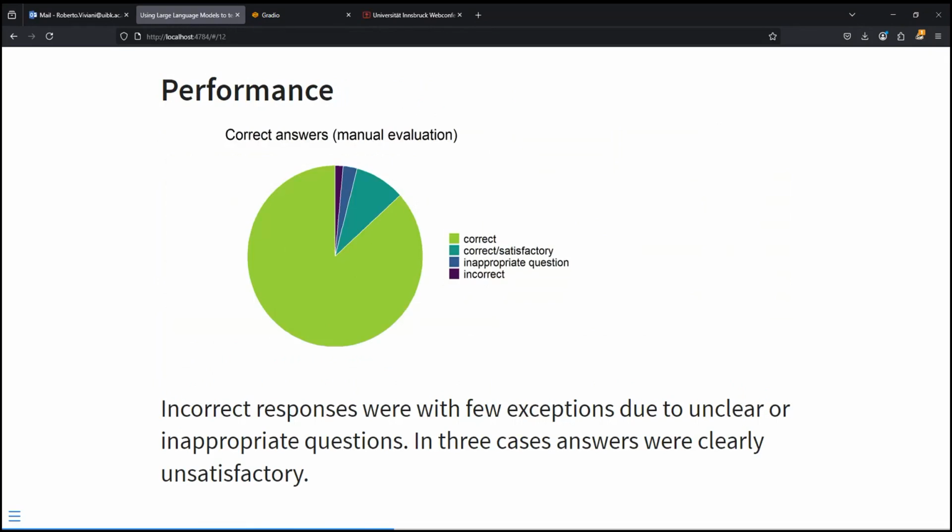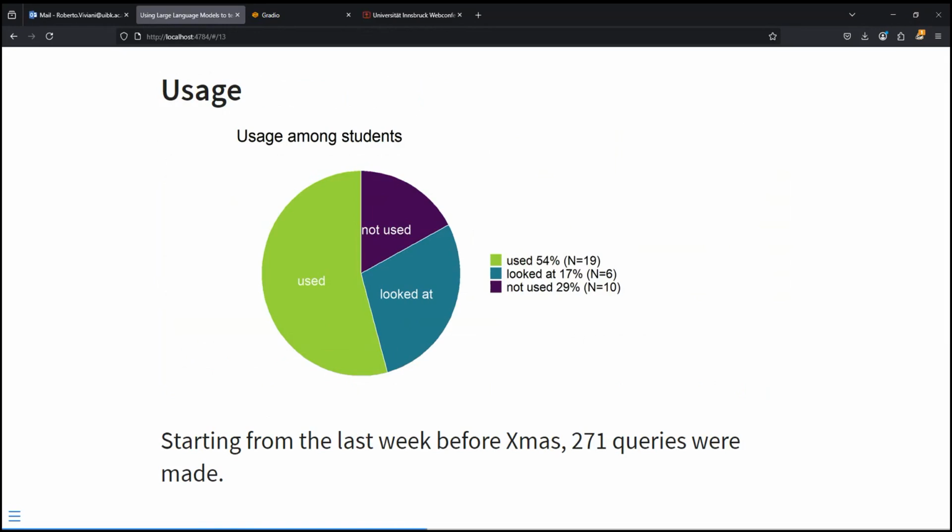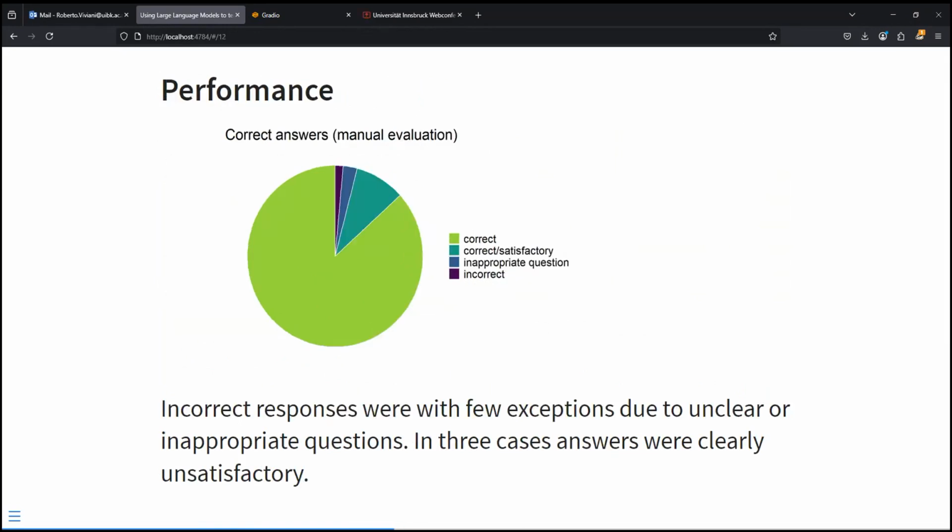Now let's go to performance. As Sarah Magdalena said, it was not easy to find fault with the model, and this is a breakdown from an evaluation of what went on. So we had a very large majority of correct, satisfactory answers, generally because the questions were a bit vague. And then we have a number of inappropriate questions, and really very few questions that we thought were answered incorrectly. Any questions here about these parts?